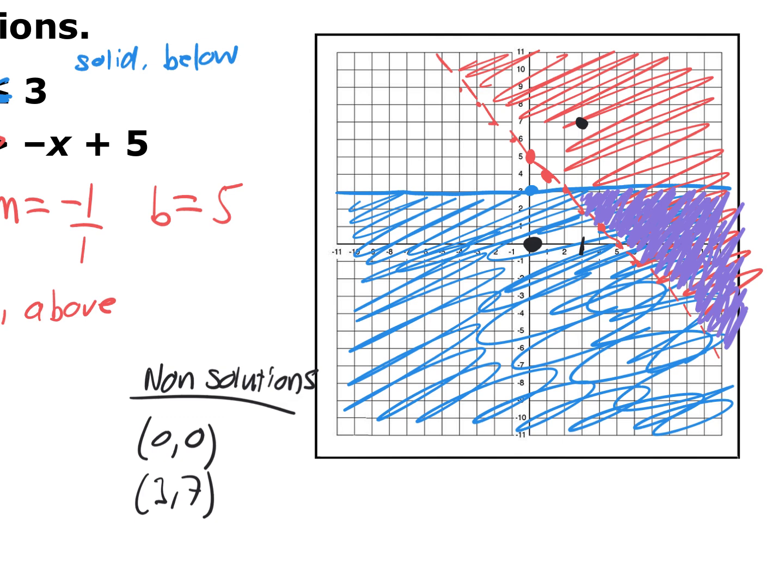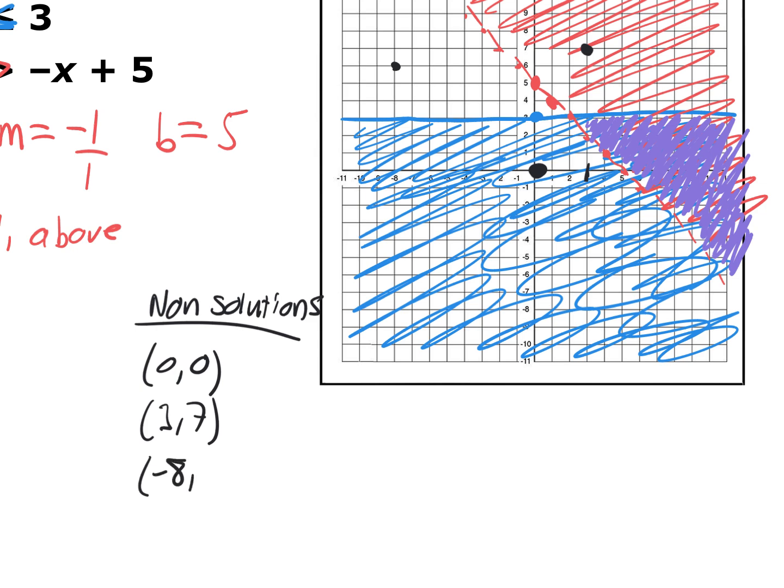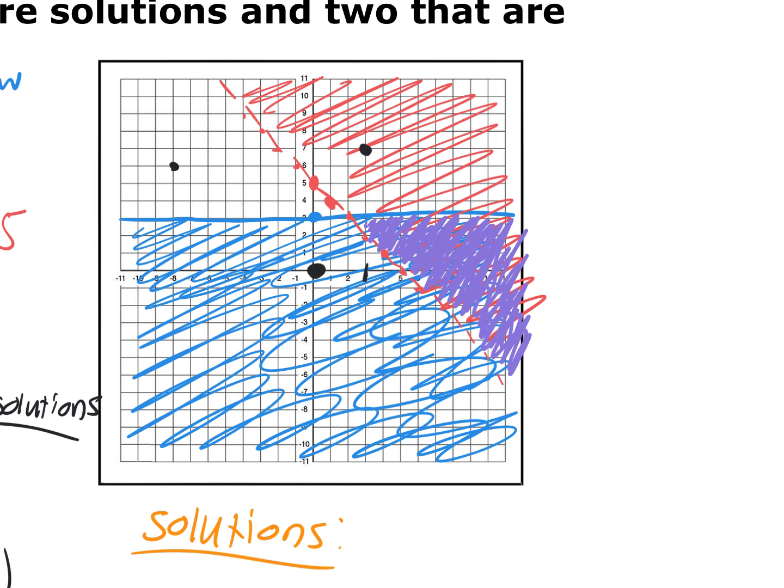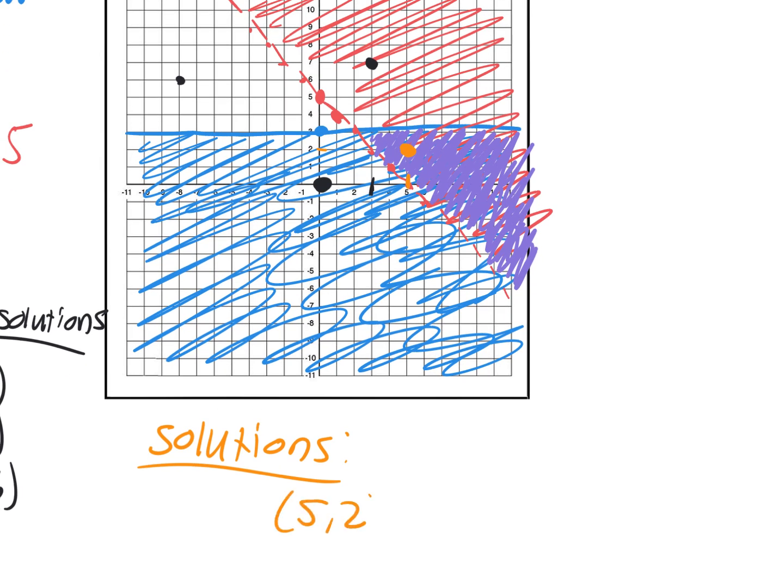I can pick one that's in neither. So (-8, 6). It's in an area that's completely unshaded, so that's not going to be a solution anywhere. Now I can pick solutions. Solutions are going to be anywhere that's in the purple. I kind of whited it out a bit, but I'm going to pick a point right here. That looks like it's at (5, 2). And then I can pick another one. I'll just go 1 over, (6, 2).